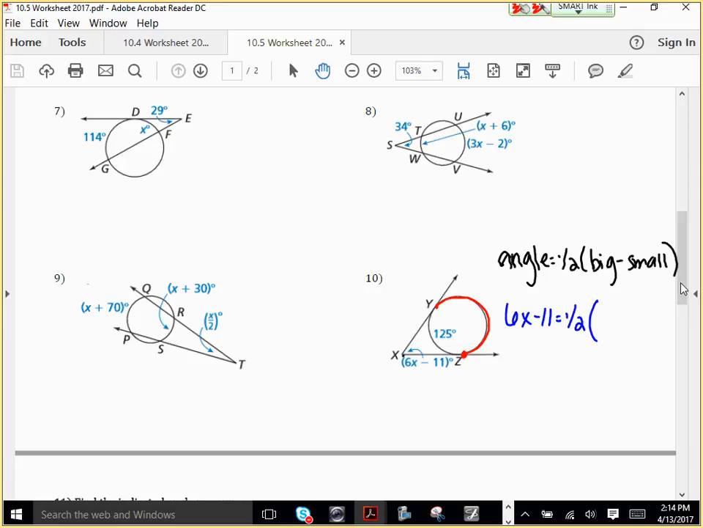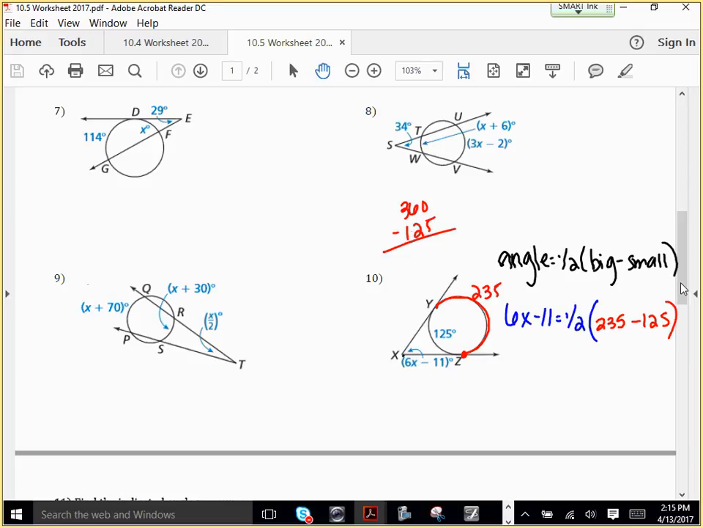The full thing, the big arc and the small arc put together, is the full circle. So what's 360 minus 125? 235, that would be the big arc. And then minus the small arc, which is 125. And now you should be able to do that one.